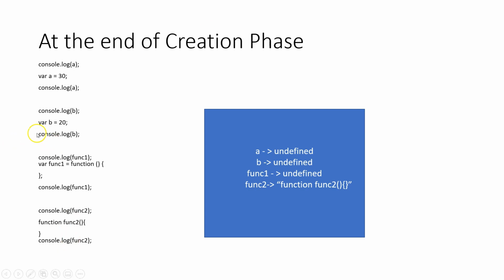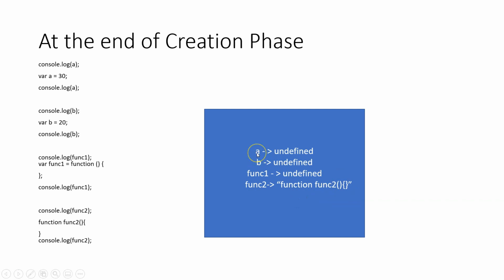So for this example, at the end of the creation phase, A gets undefined, B gets undefined, because in the creation phase, as I told you earlier, it will just scan through the file, scan through its content, and initialize undefined for everything declared with var. But if you have declared it with the old function style, func2 will get the entire function saved in it. So hope you understand.